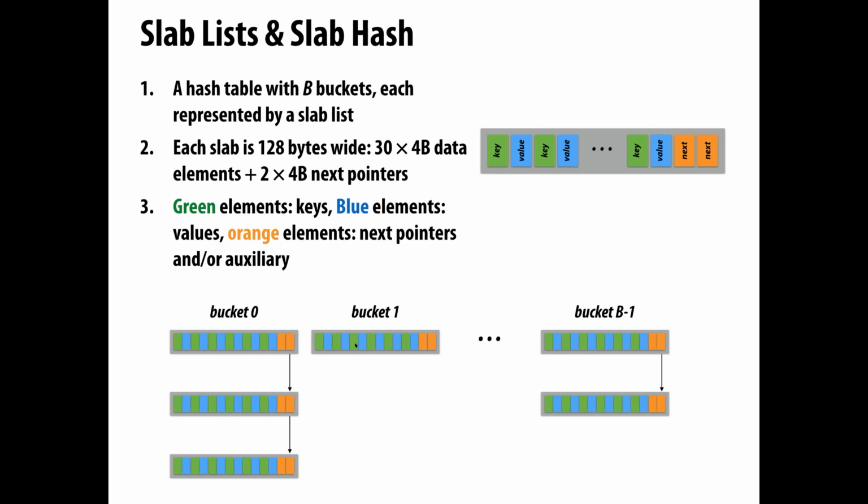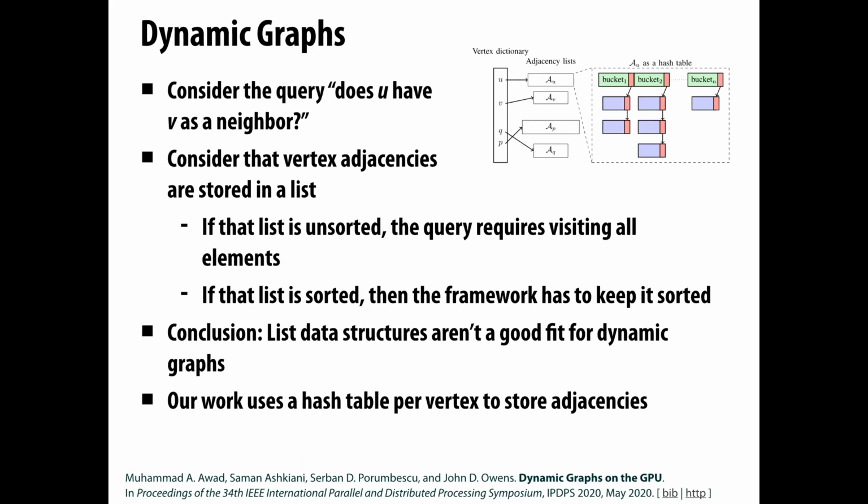Now, we used this data structure to build a dynamic graph. The idea is that you have a social network out there and you want to add new people to this network and new connections to this network. And so traditionally, the way that this has been done on the GPU is for every vertex in the graph, you store a list associated with that vertex. What are my neighbors?